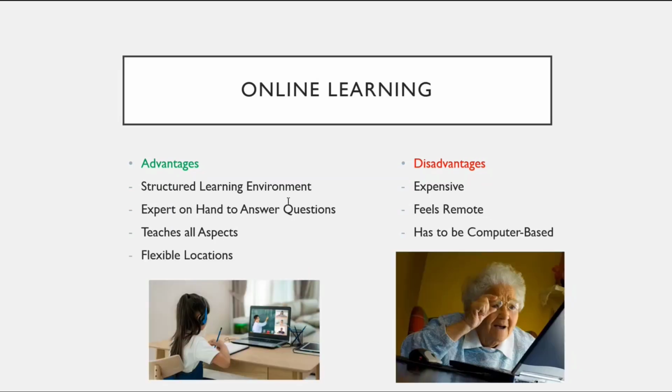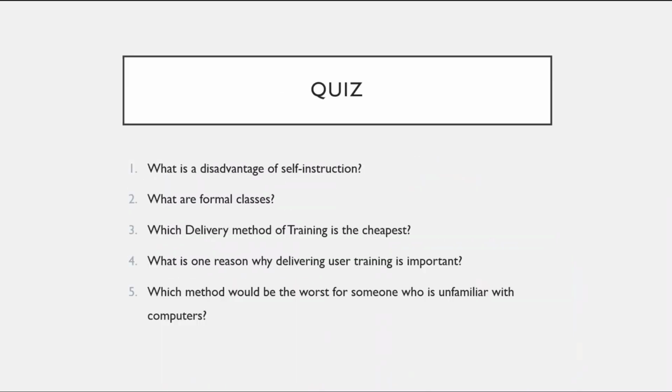For online learning, the advantages are pretty much the same as the ones for formal classes, except online learning has the advantage of having flexible locations. Therefore, you can access the class anywhere, whether you're at home or at a coffee shop, as long as you have an internet connection. However, it is expensive, as teachers, devices, and an internet connection are required. It can also feel remote with no quick hands-on teaching. It also has to be computer-based, which may be a problem for people who are unfamiliar with technology.